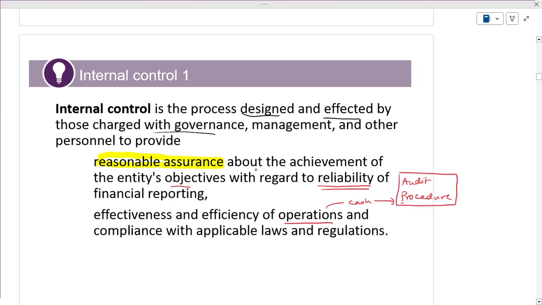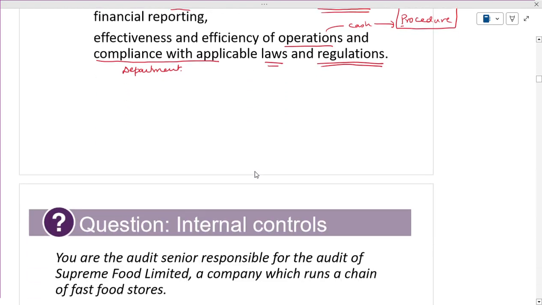With respect to effectiveness, efficiency of operations, and with respect to compliance, we have to follow the laws and regulations also, whether rules and regulations have been followed. Again, you will say there should be a control. That is the reason that in every organization you will have a compliance department. The compliance department will always monitor whether we are following the rules and regulations. That is another aspect of internal control.